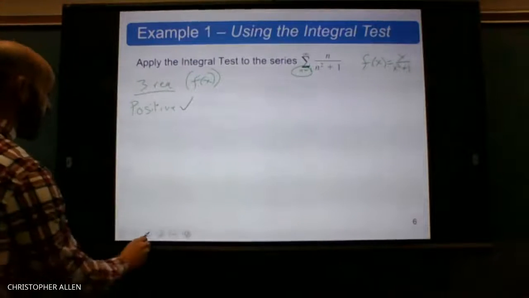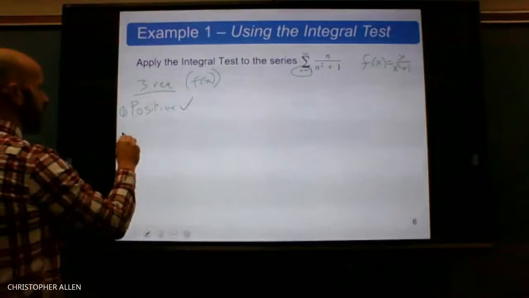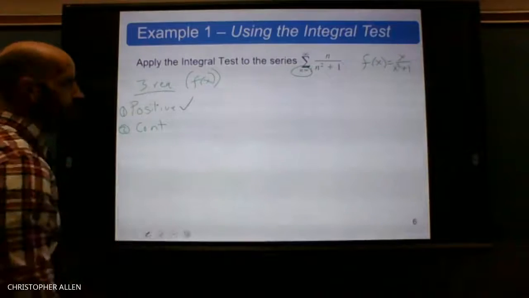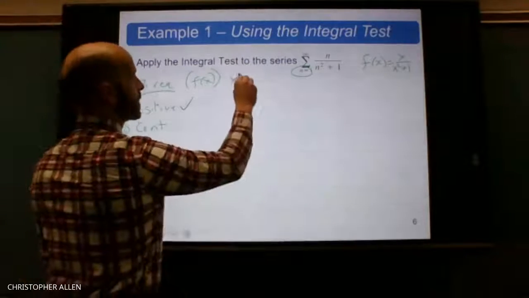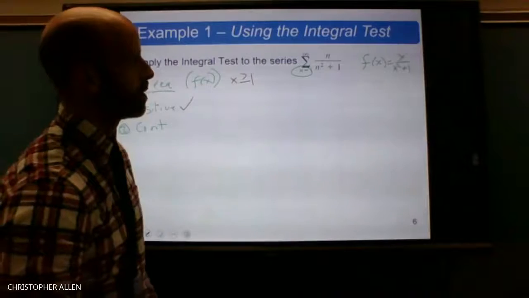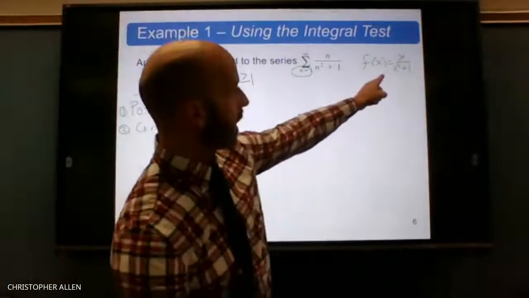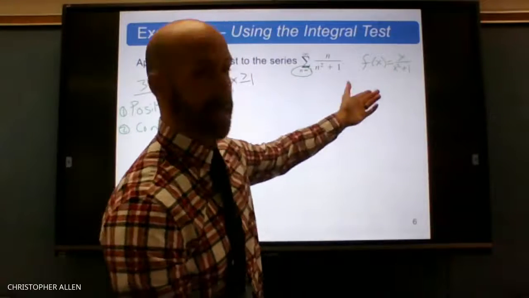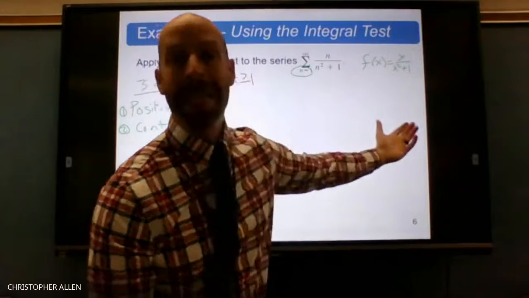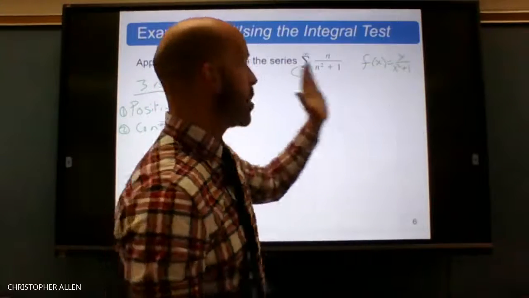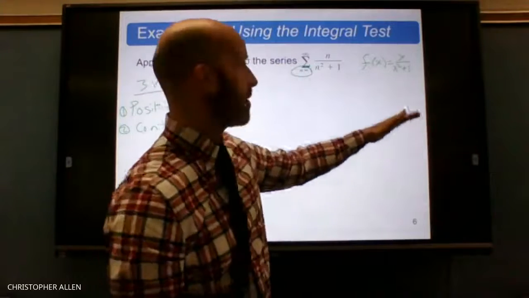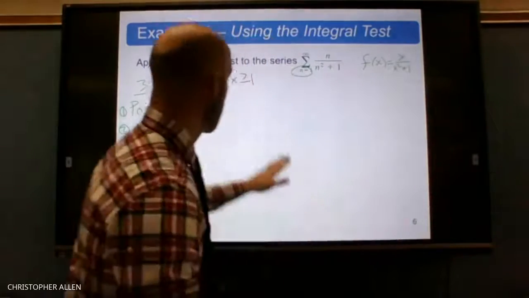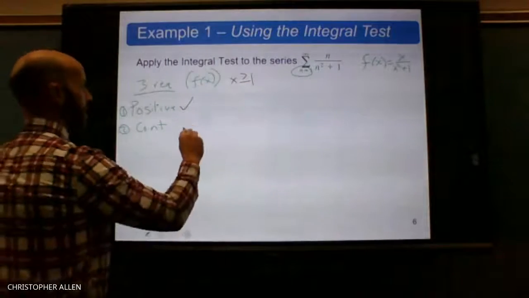The next thing I need to check, let's say number 1, is to make sure it's continuous. Is this function continuous, again, when x is greater than or equal to 1? Well, if everything I plug in there is positive, there's never going to be a 0 in the denominator. Nowhere is this thing going to be discontinuous. In fact, this particular function is continuous for all real numbers, and in particular, it is continuous when x is greater than or equal to 1.